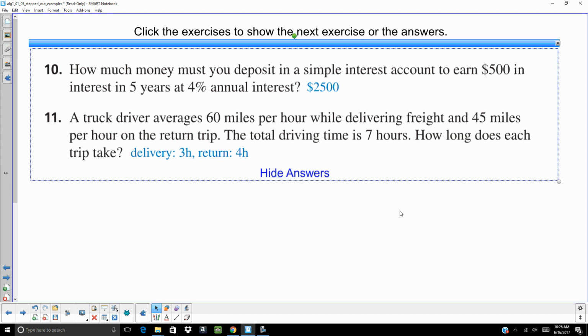So the first one is $2,500. The second one, 3 hours for delivery. The return was 4 hours.